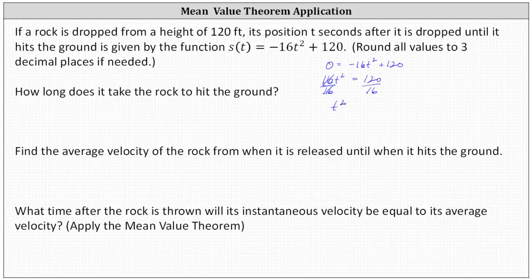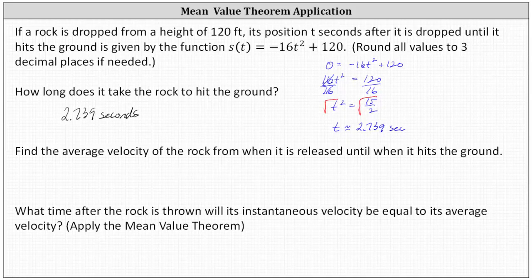Simplifying, we have t squared equals 120 sixteenths, which simplifies to 15 halves. There are two algebraic solutions, a positive and negative solution, but because of the application, we know time must be positive, and therefore we take the principal square root of both sides, giving us t equals the square root of 15 halves, which to 3 decimal places is approximately 2.739 seconds. To answer the question, how long does it take for the rock to hit the ground? The answer is approximately 2.739 seconds.